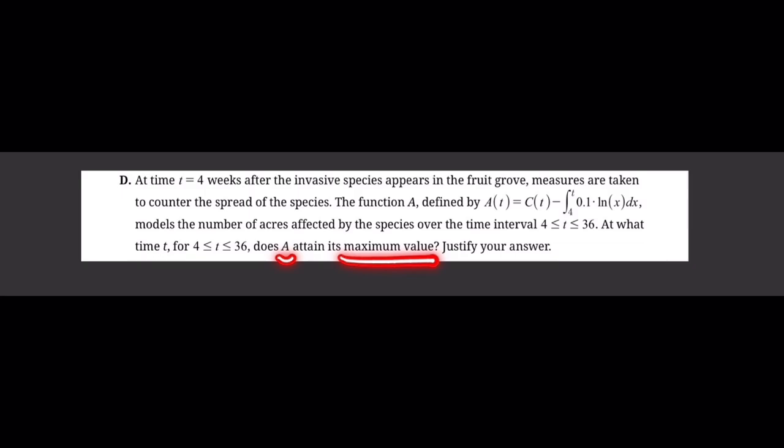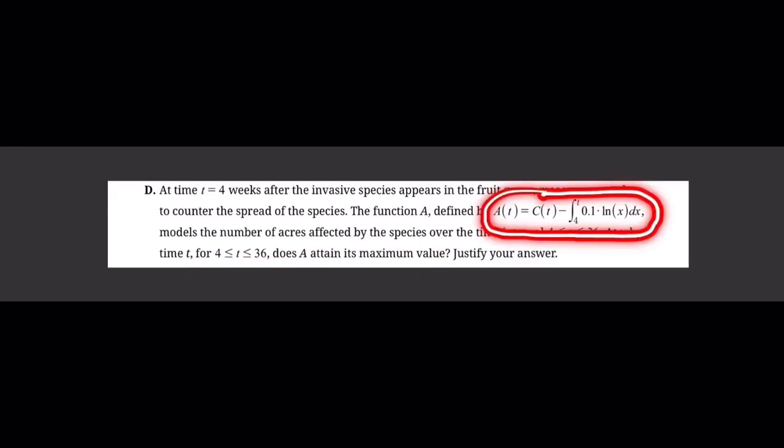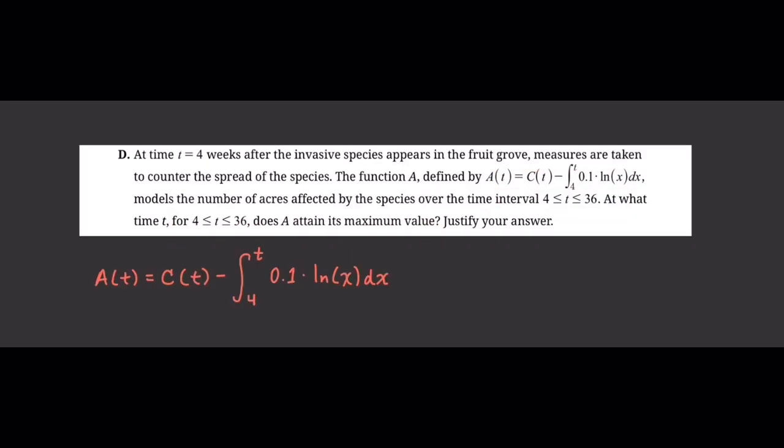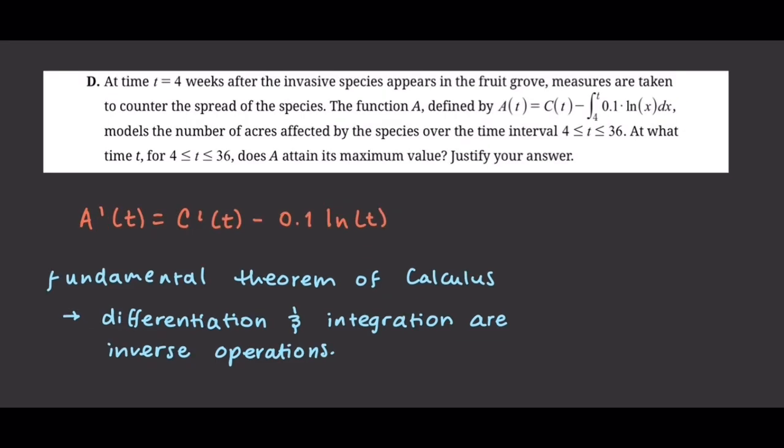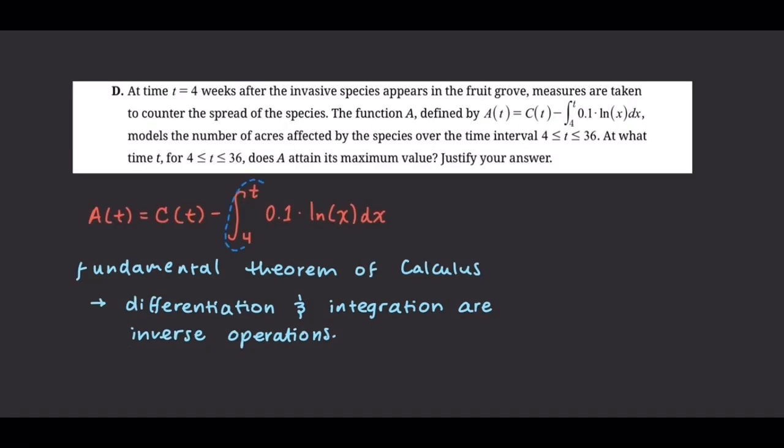So in here we're being asked to find when a of t attains its maximum value on the interval we're given. And to do this, we first find the critical points by taking the derivative of a of t. And from the fundamental theorem of calculus, the derivative of the integral gives a prime of t equals c prime of t minus 0.1 ln t.